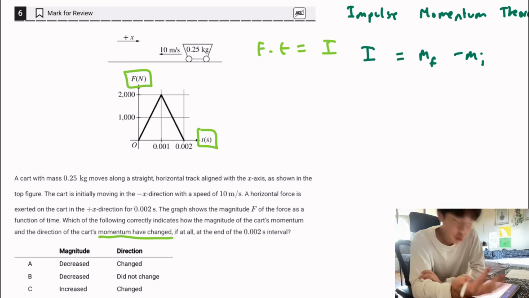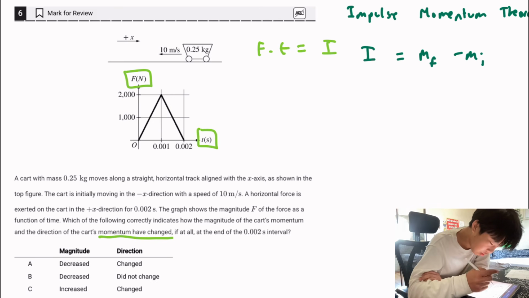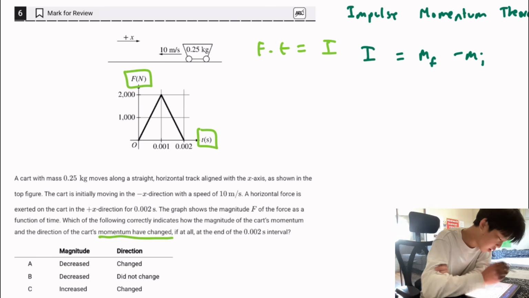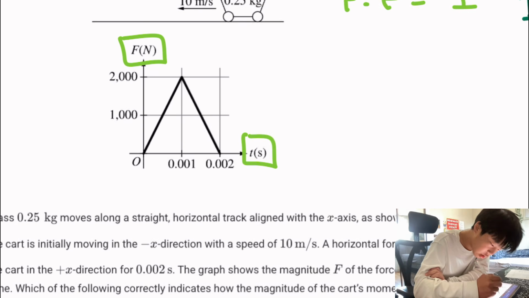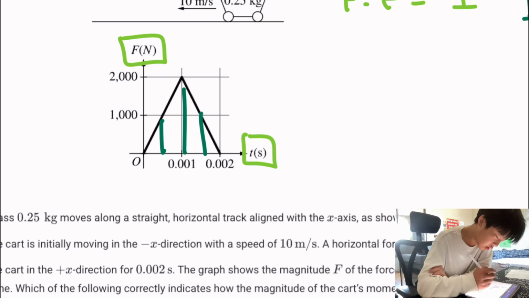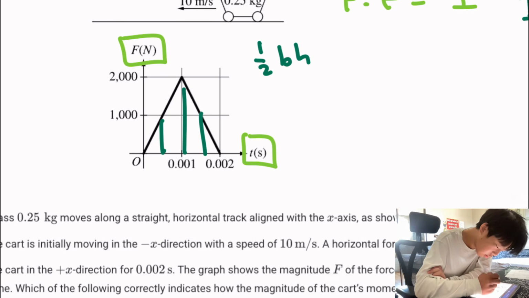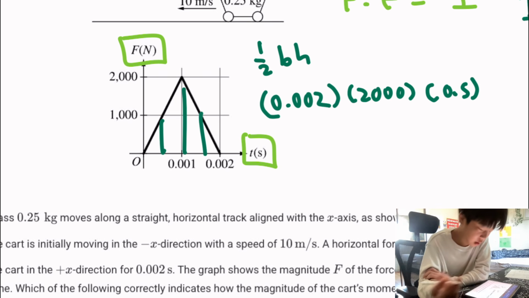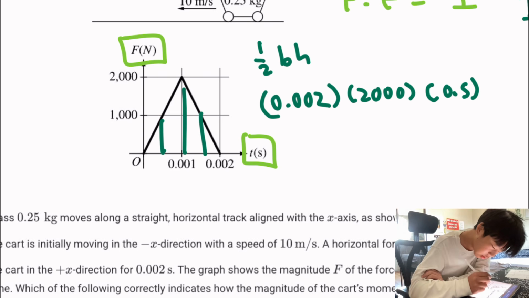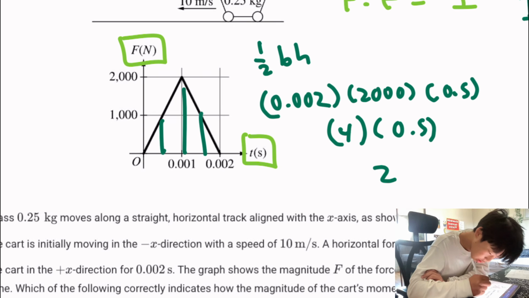Super easy. So what can we find here? Can we find the impulse? Sure, let's find the impulse because it literally gives it to us right there. So what do we do, guys? Take a second to answer that. We need to find the area underneath the curve. So it's going to be 1/2 bh, which is 0.002 times 2000 times 0.5. And that's going to be equal to 2. So the impulse is going to be equal to 2.